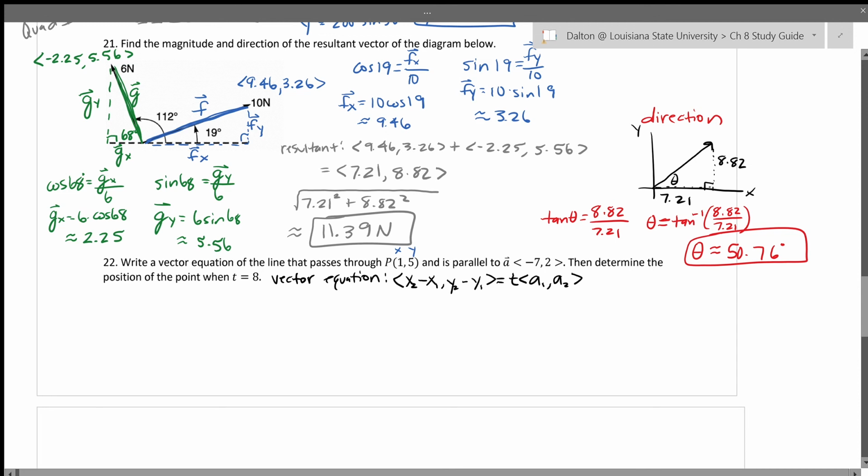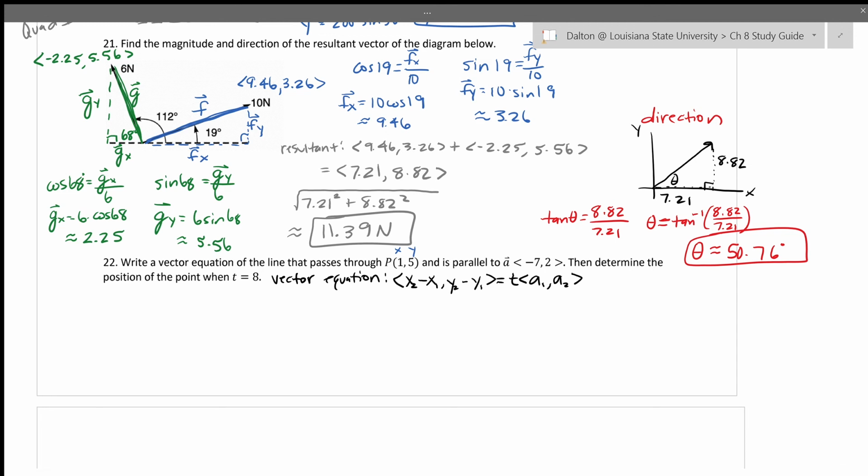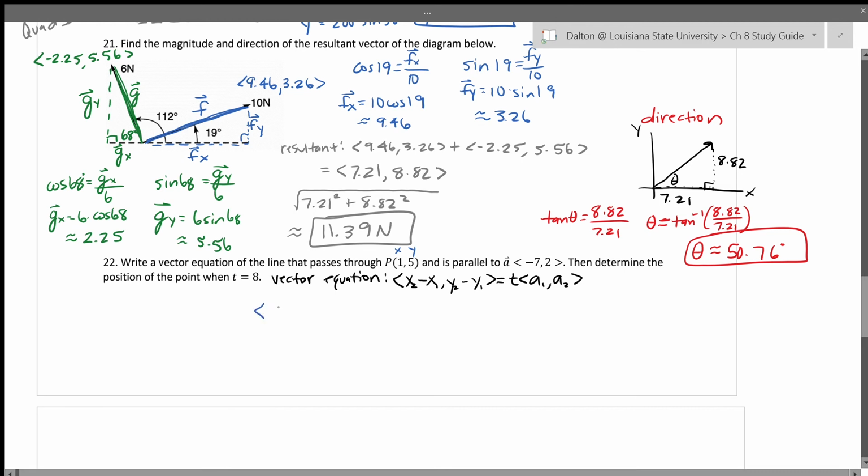So it's kind of like when you do point-slope form of a line. You would simplify it down to be x minus, this one would be like your x1 and y1. So it'll be x minus 1, y minus 5 on the left side is equal to t, you need to leave t as a variable right now, times the vector a1, a2, which will just be negative 7, 2. This is the answer to the first part. That is a vector equation.